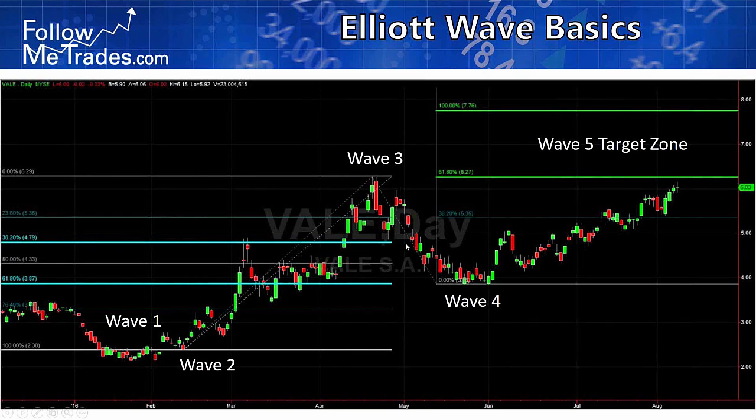There's no juice left, right? So we got to wait for wave 5, right? Okay, wave 4 went right into the Fibonacci retracement zone, and then high, higher low, new high. And look, we're using Fibonacci extensions to predict the wave 5 target zone, which is 61.8% to 100% of the 2 to 3, 4 move.